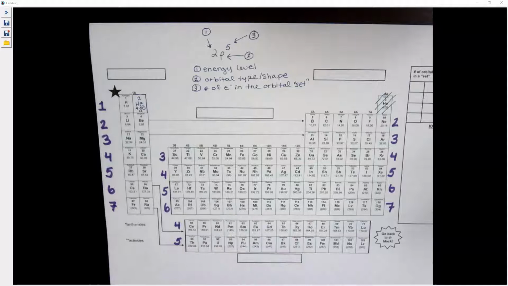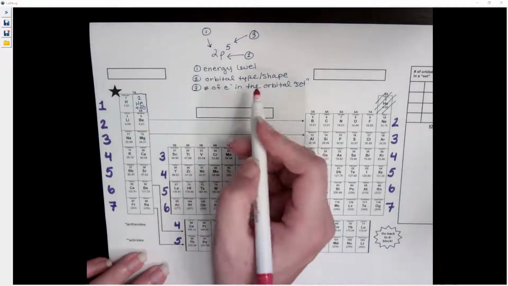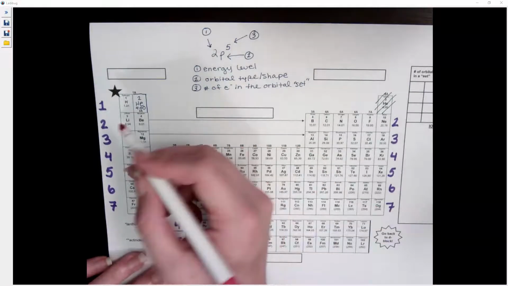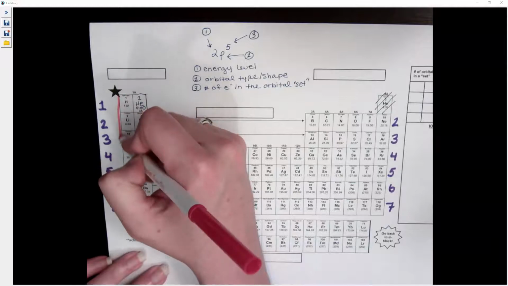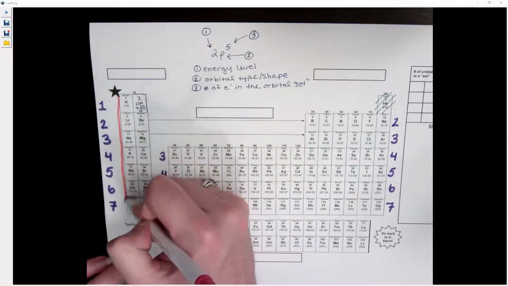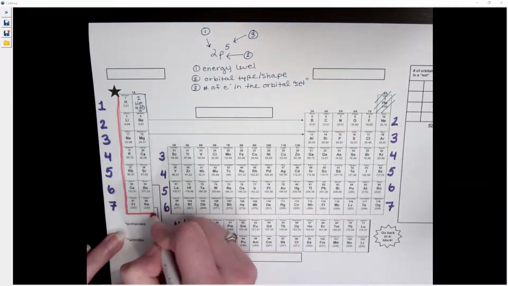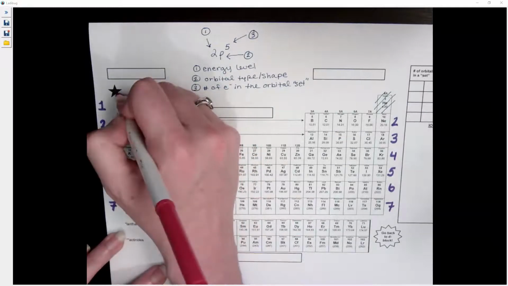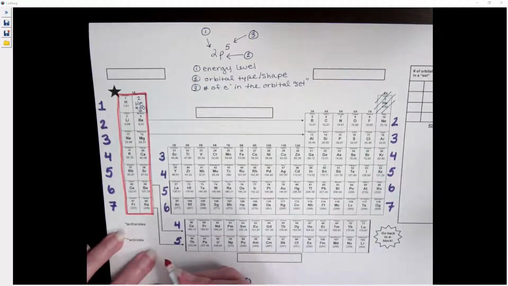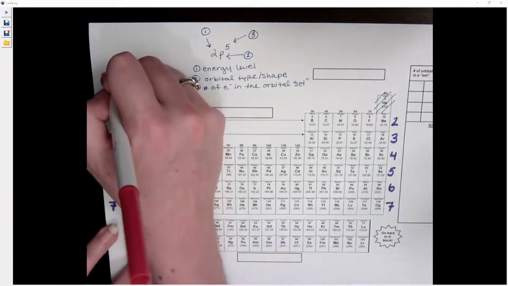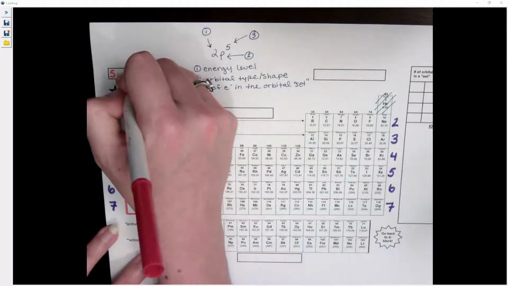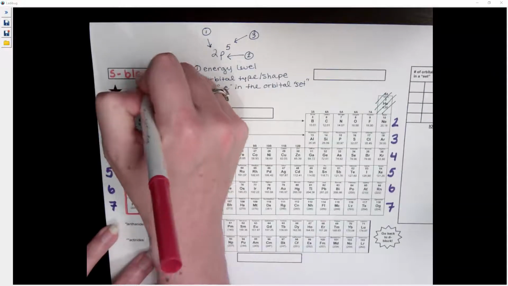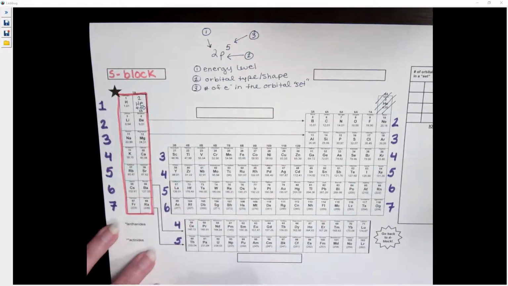Okay, next we're going to chunk our periodic table like you saw on the slide earlier by orbital type. I'm going to color code these. So I'm using red, and I'm going to outline these 2 columns. And this is going to be called S block. Okay?